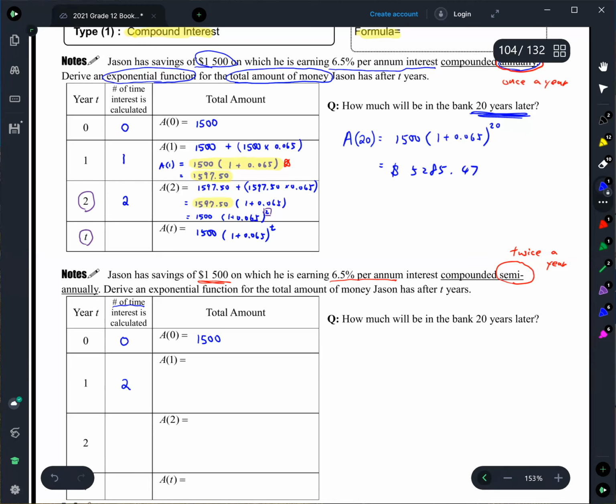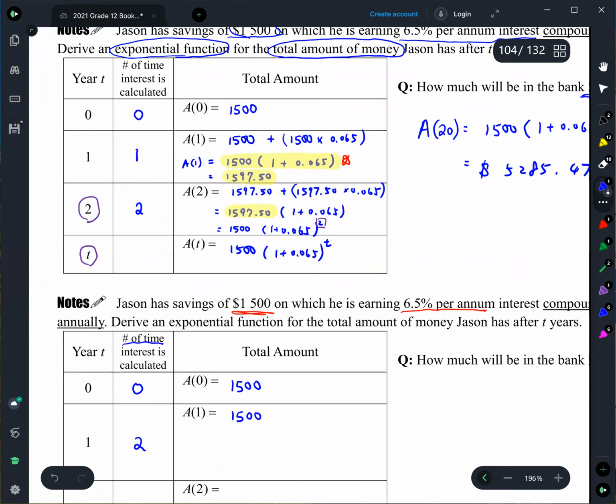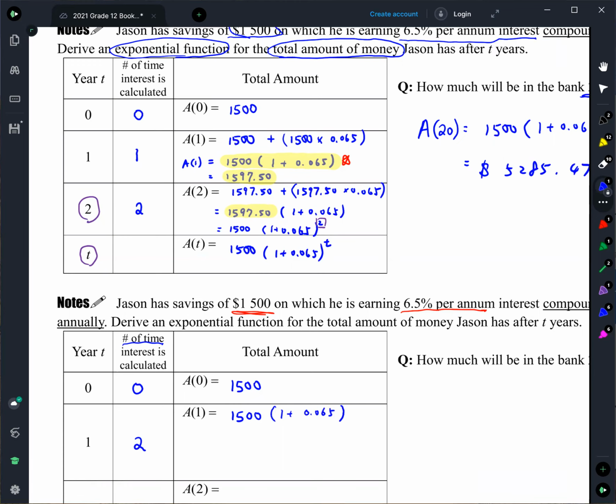So if that happens, you still have 1,500, right? We'll borrow the idea that we have here. Look at the red star up there. After factoring, you will have 1 plus 0.065, because we know it's going to be the same thing. But because it's 2 times, it will be squared. Because the bank doesn't want to lose the money, they will cut the rate in half.